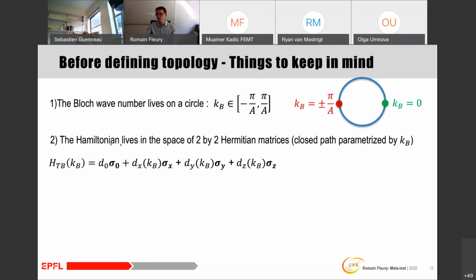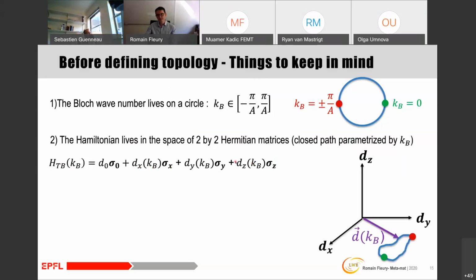It lives on a space of 2 by 2 matrices, but they have a special property because they are Hermitian. And if they are Hermitian, we can always expand them on a basis that is well known, a basis of Pauli matrices. So you have sigma x, sigma y, sigma z, and you have some components for the Hamiltonian, dx along sigma x, dy and dz, and these components depend on k Bloch. So when k Bloch goes around a circle, this matrix goes around a closed path in this space of 2 by 2 Hermitian matrices.